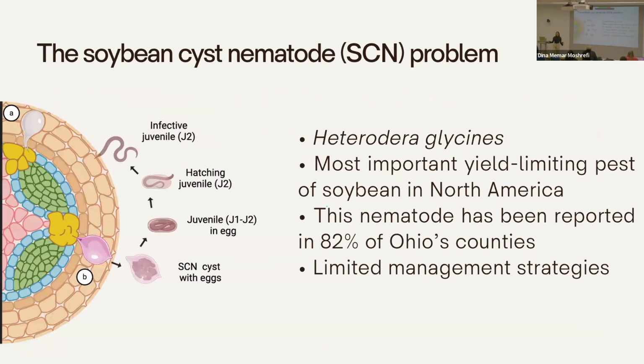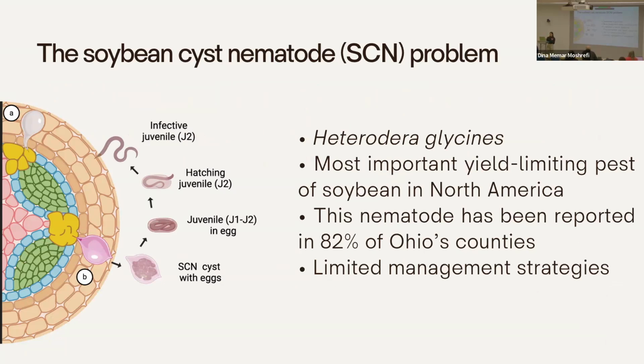Unless you're a plant pathologist or a nematologist, you may not have heard about the soybean cyst nematode. The soybean cyst nematode, or SCN for short, is the common name of Heterodera glycines, which is a plant parasitic nematode that primarily infects soybean, specifically in the roots.